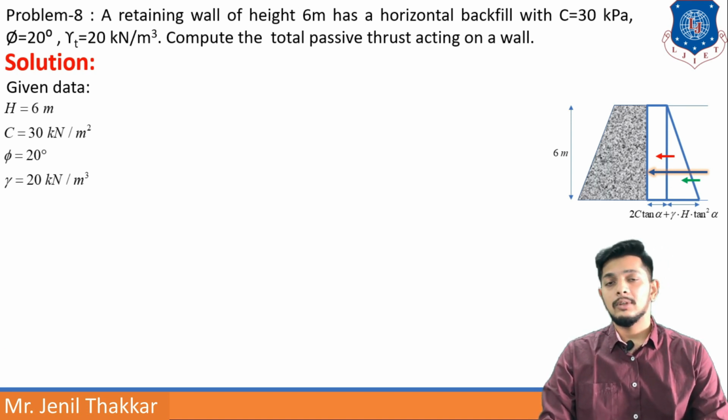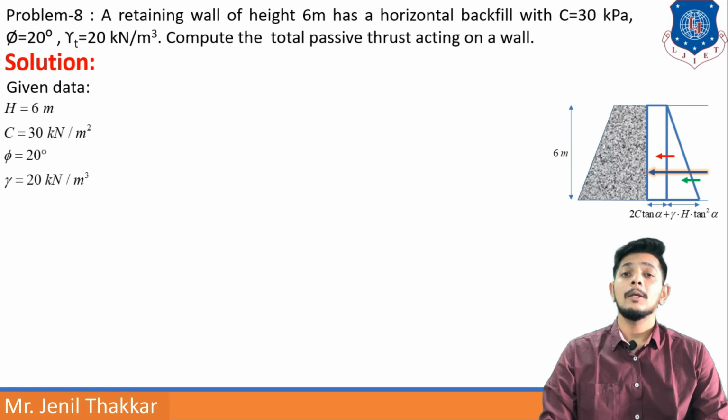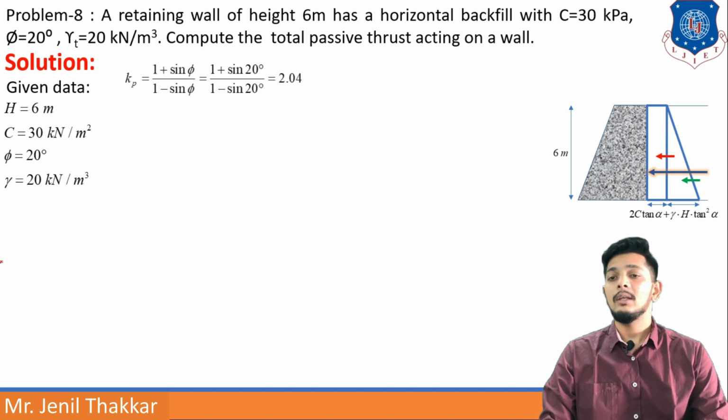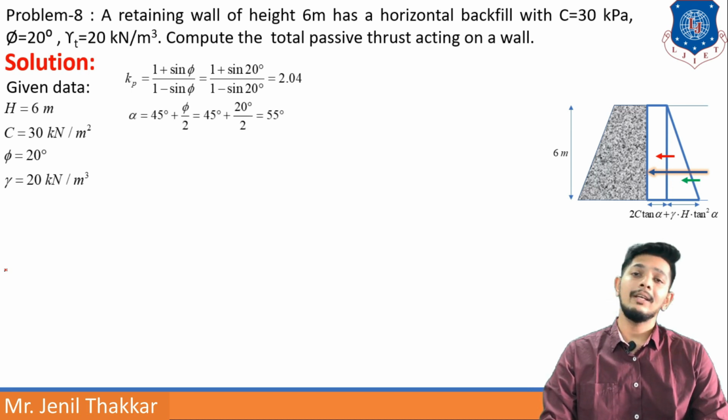In the active earth pressure case, we have discussed these types of problems. It will be solved the same way, but some formulas will change. Let us see that. Here Kp will be (1 plus sin phi) upon (1 minus sin phi), and phi is given as 20, so Kp will be 2.04. After finding out Kp, I'll get alpha as 45 plus phi by 2, which is 55 degrees.